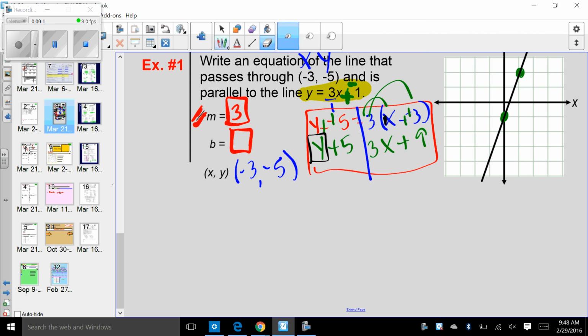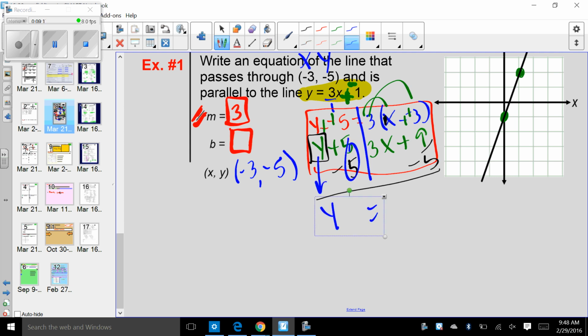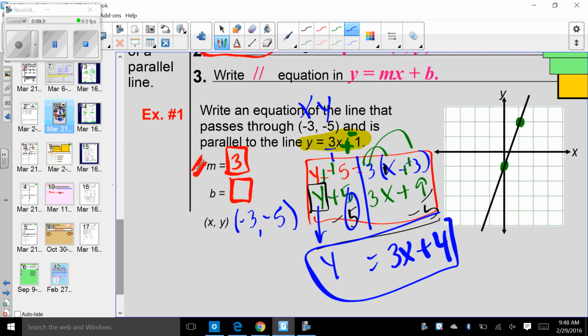Sorry about that. My pen is moving some things around here. So we're going to subtract 5, copy, paste. Working left to right then. We have y equals 3x plus 4. So there's our y equals mx plus b. You can see that those slopes are the same, as they should be. If they're truly parallel, we should have the same slope, same growth of the line.